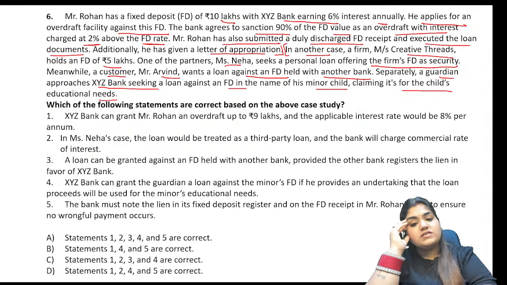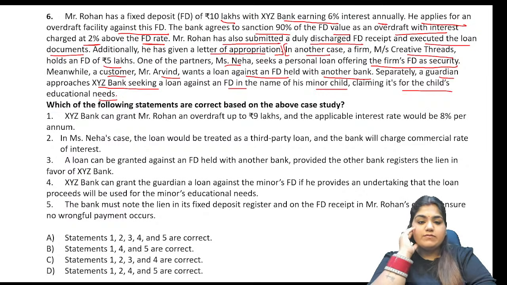See, partners are not allowed to take personal loans against the FDs. But if they do, if their partnership terms agree, it will be treated as a third party loan. That is, I am using somebody else's property for my personal gain.